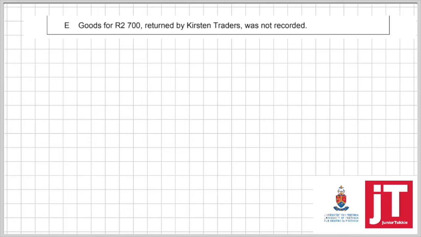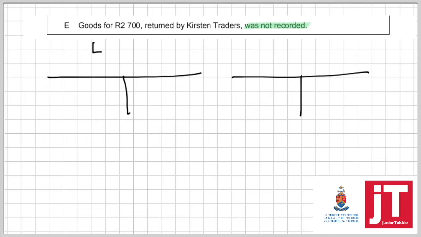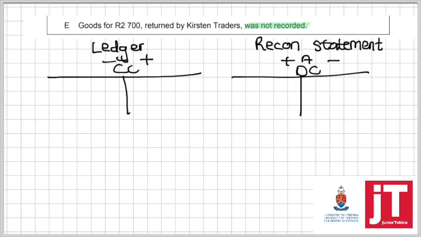Transaction number E. Goods for $2,700 returned by Kirsten Traders was not recorded, which means we haven't shown it at all. We need to correct it in our books, in the ledger account, and we need to correct it in the reconciliation statement. Goods returned means that we owe less. So in our books, we will debit the creditors control account, and in their books, they will credit the debtors control account. From their perspective, we are a debtor, we owe them less money.